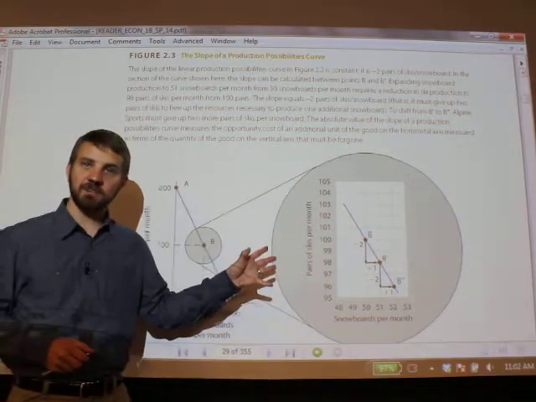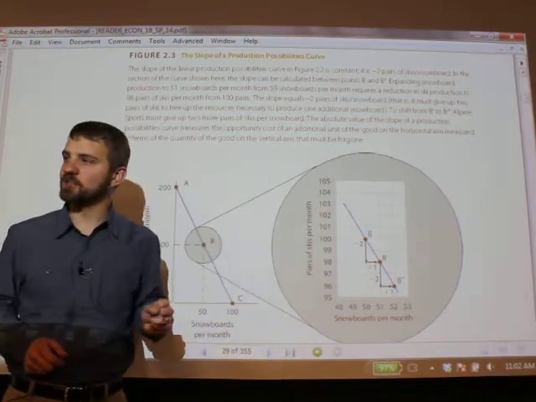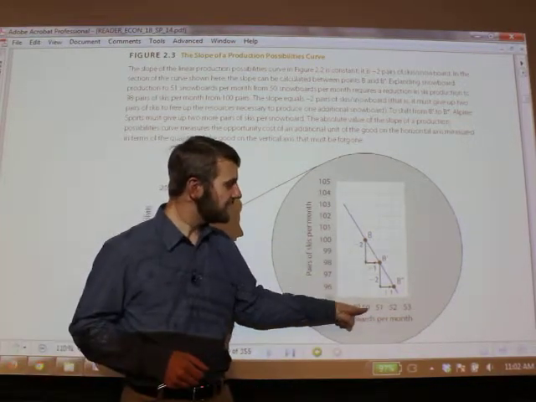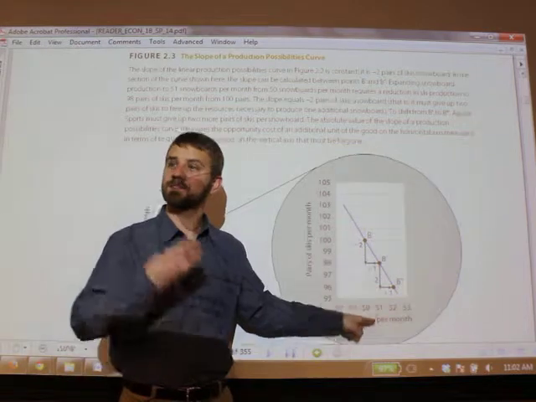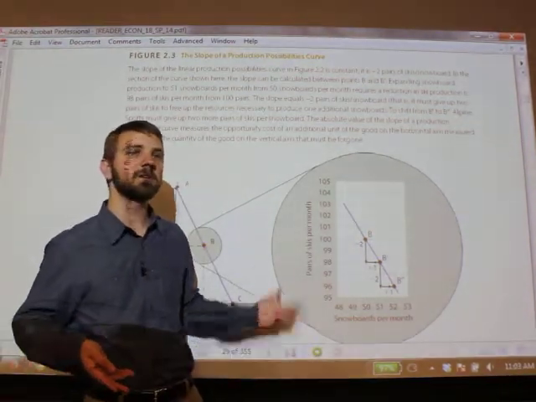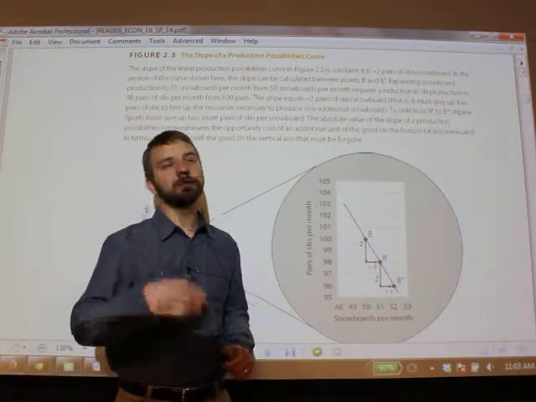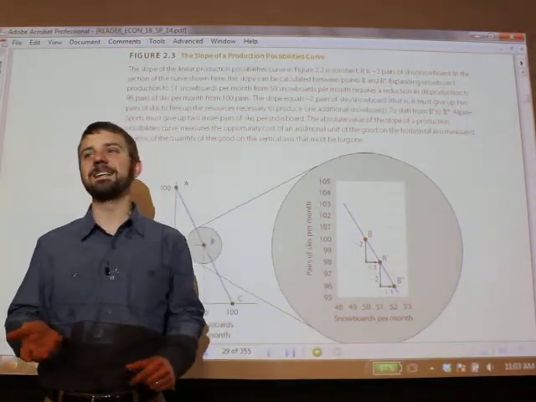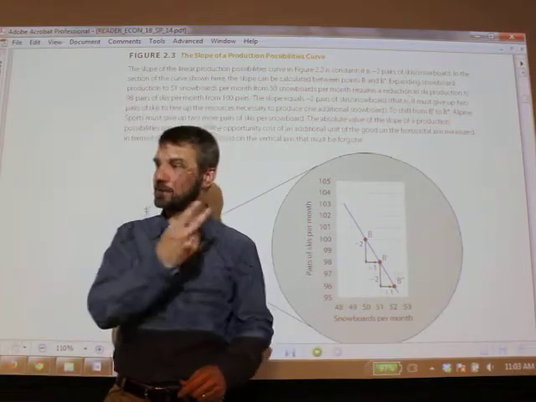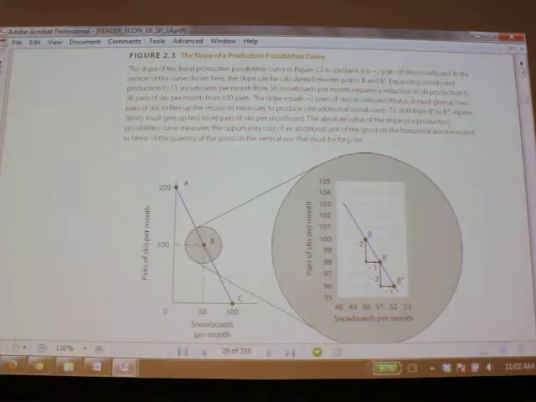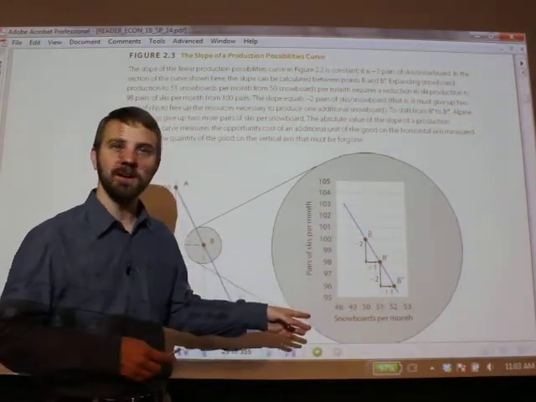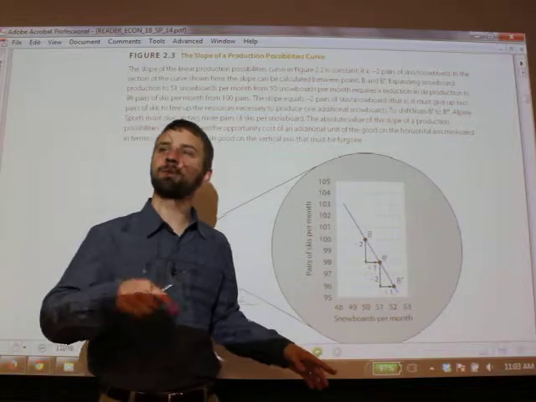Now, that's the slope of this line. It also is the opportunity cost of producing a snowboard. Why? Because when we go from producing 50 to 51 snowboards, we get another snowboard, right? But we give up skis. And how many skis do we give up? 2. So the opportunity cost of producing snowboards is skis, and we can say exactly how many: 2 pairs of skis.